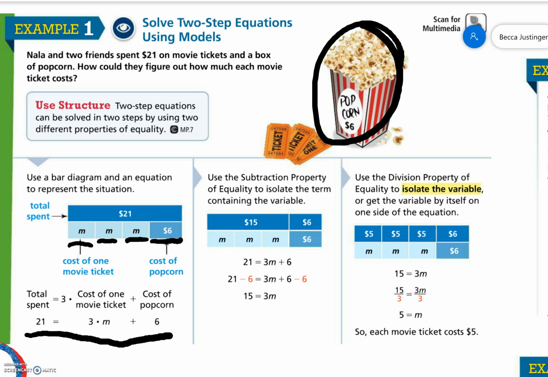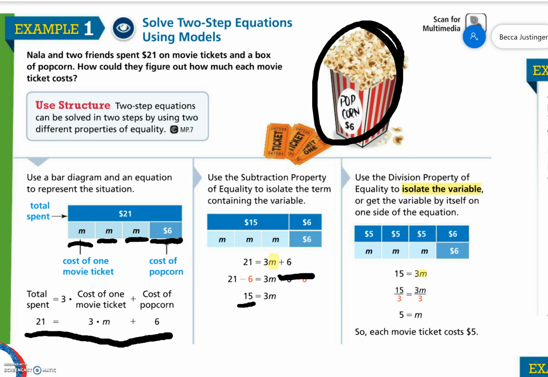Now, we're trying to solve for m, so that means we're going to work to get everything else away from m. You want to work the farthest away from m. Right now, 3 is touching the m, so we don't want to get rid of that yet. We want to get rid of the 6. It's a positive 6, so to cancel it out, we're going to subtract 6 from both sides. 21 minus 6 is 15, so 15 equals 3m.